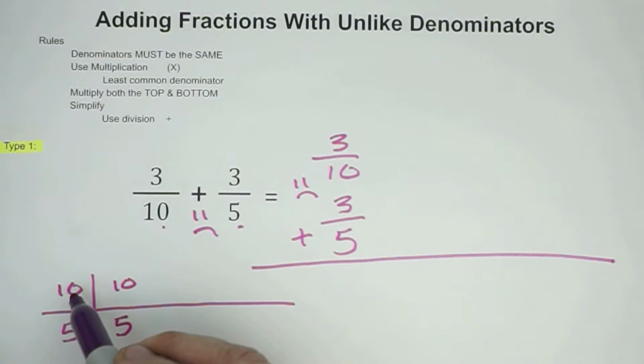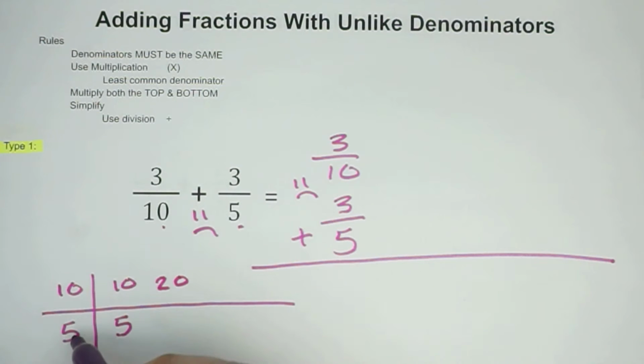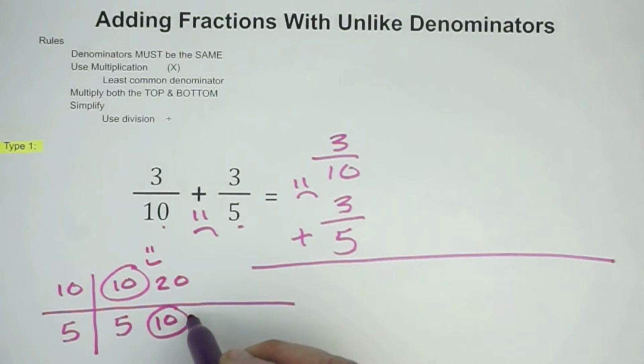So let's try 2 times 10. 2 times 10 would be 20. 2 times 5 would be 10. And now I'm happy, right? Because I have my common denominator. So my common denominator is going to be 10.